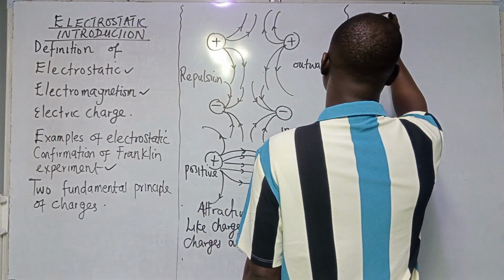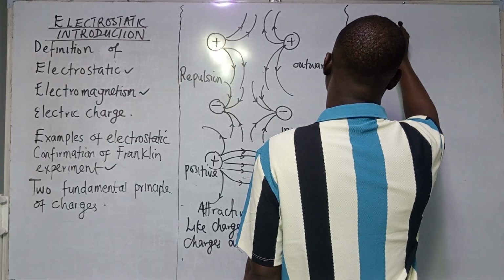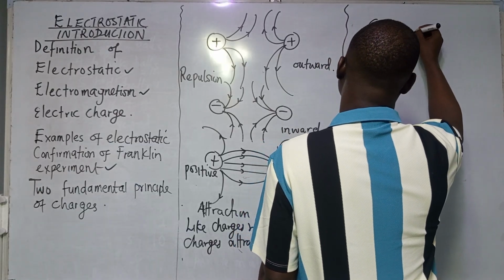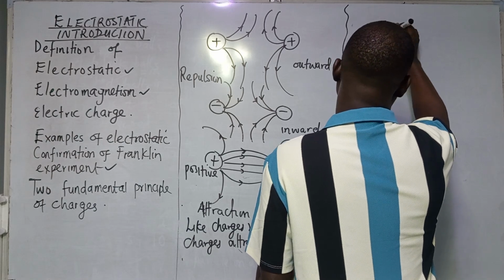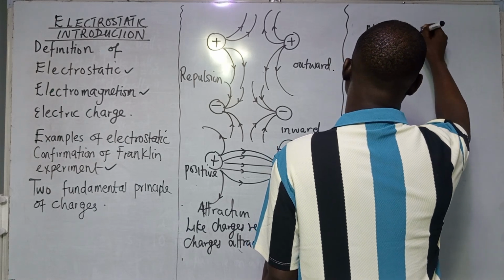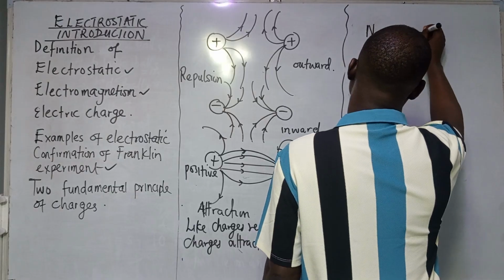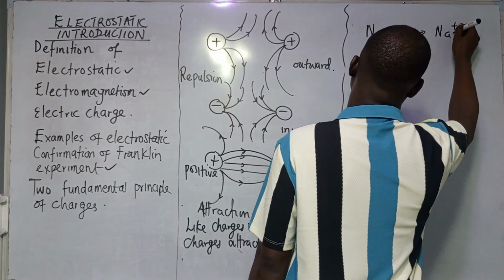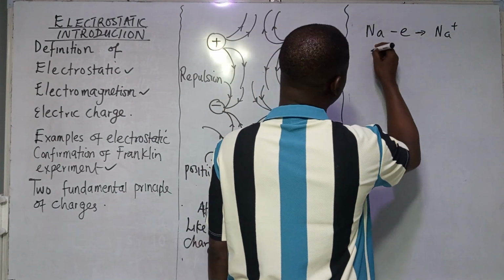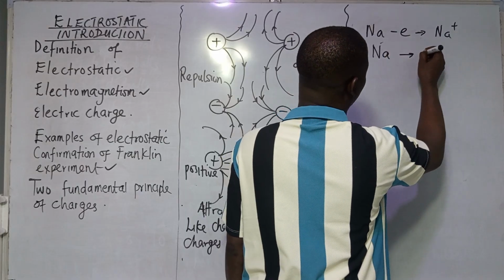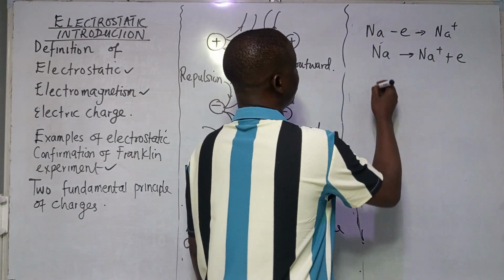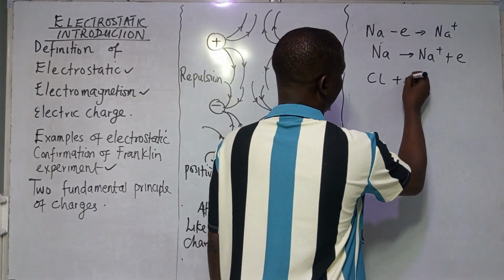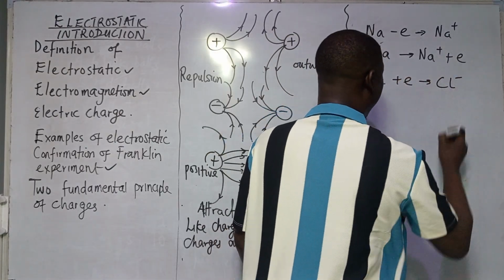So let's say this is an atom, and that atom loses an electron. For example, sodium, as it loses an electron, minus one electron, it becomes sodium plus. That's why we write it like this. This is how they write it in chemistry. Then if chlorine gains an electron, for example, it becomes chlorine minus.